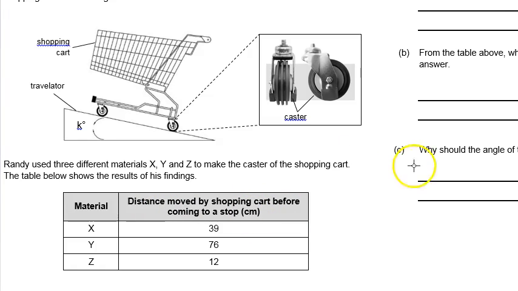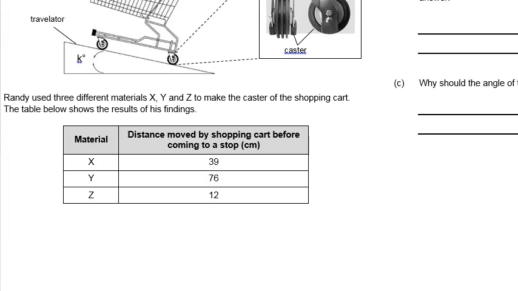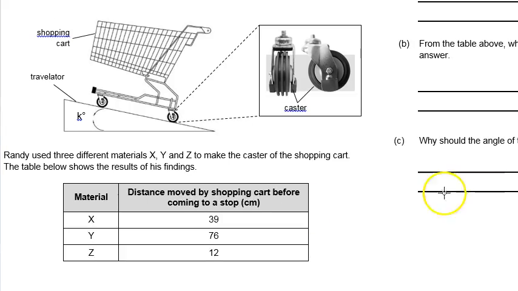Alright, so one more time, the aim of Randy's experiment is really to find how the different materials X, Y, and Z, or how each material X, Y, and Z affect the distance moved by the shopping cart before coming to a stop when it is made into the caster of the shopping cart.